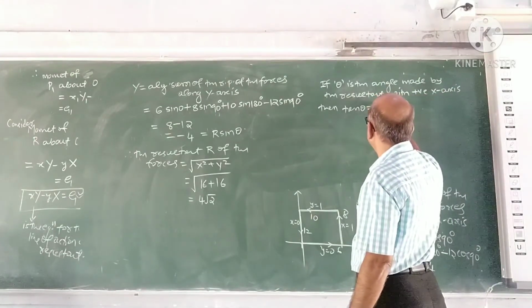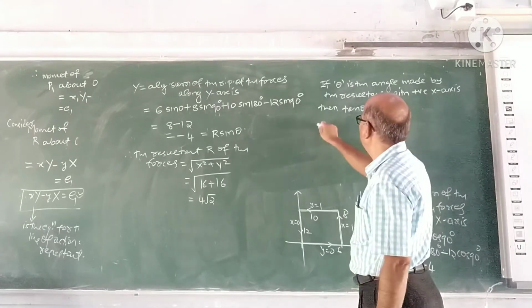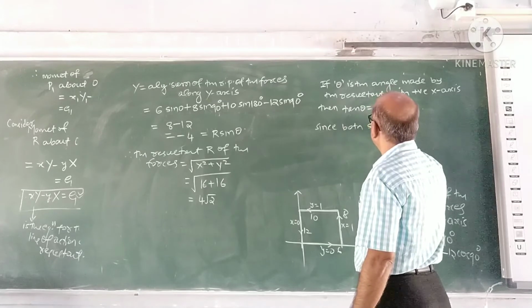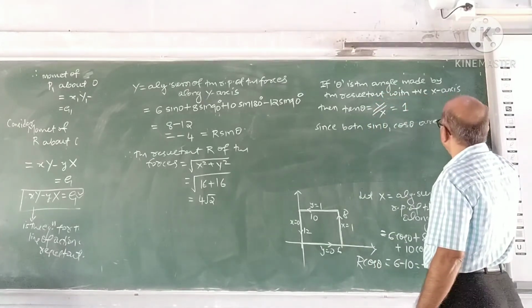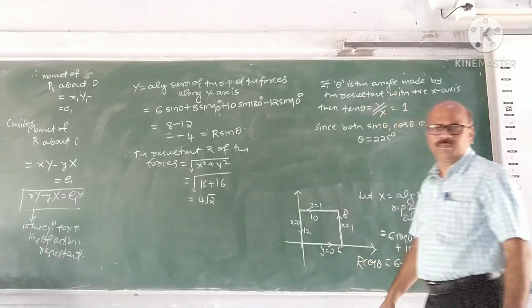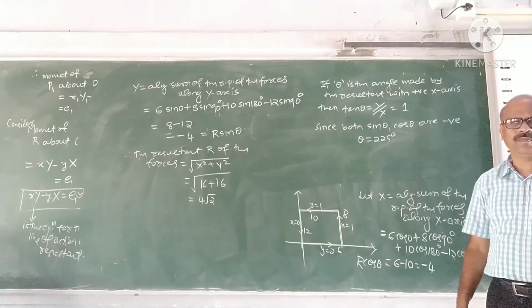Tan theta is y by x, it is 1. Since both sin theta and cos theta are negative, theta is 225 degree. It makes an angle of 225 degree.